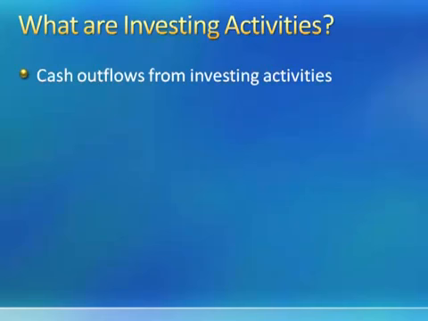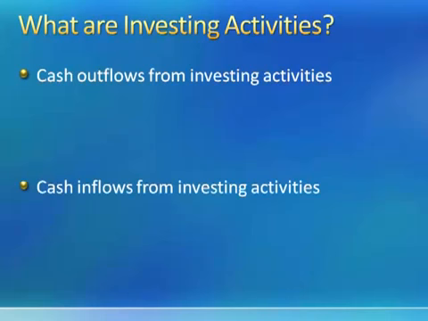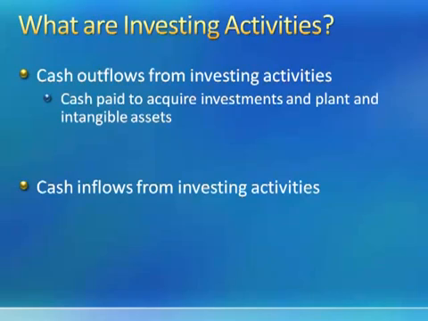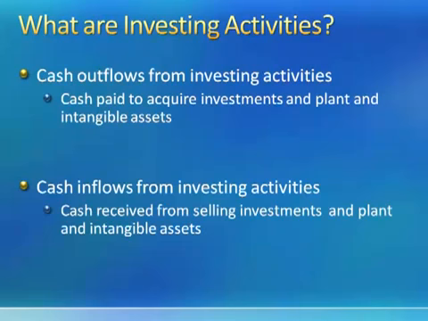Investing activities also has outflows and inflows. We list outflows first here because typically you have a cash outflow before you have an inflow from financing activities. When we pay cash to acquire investments or plant and intangible assets, we have a cash outflow that would be listed in our investing activity section. When we receive cash from selling the investments and plant assets or intangible assets, we would have a cash inflow in our investing activity section.